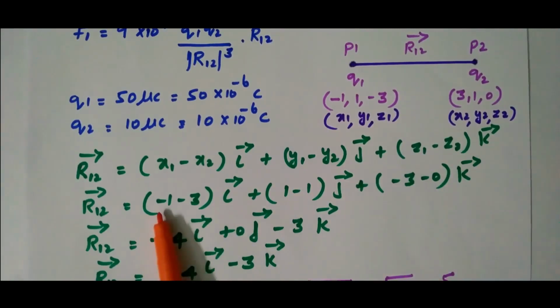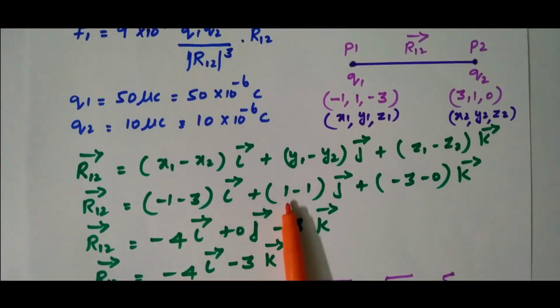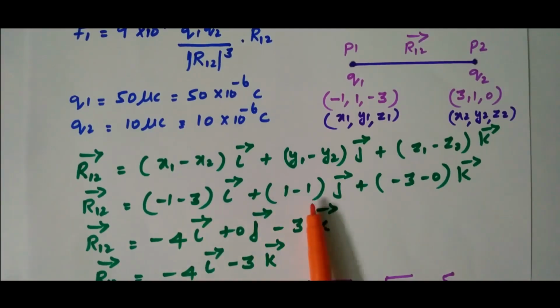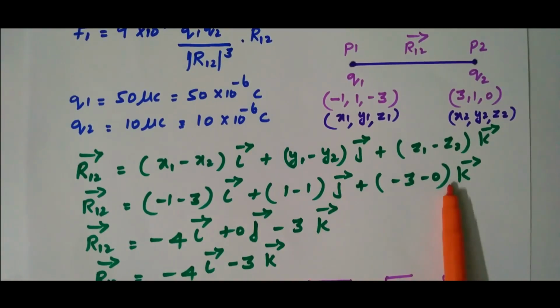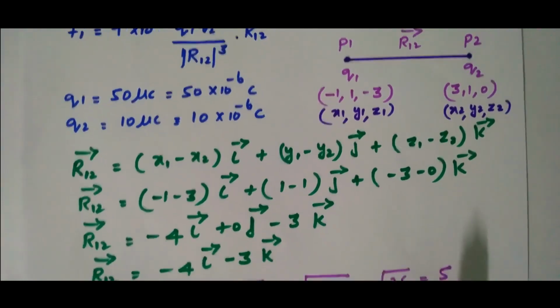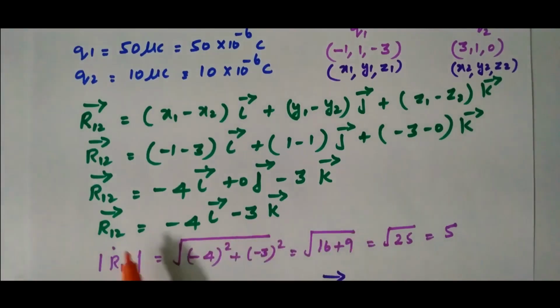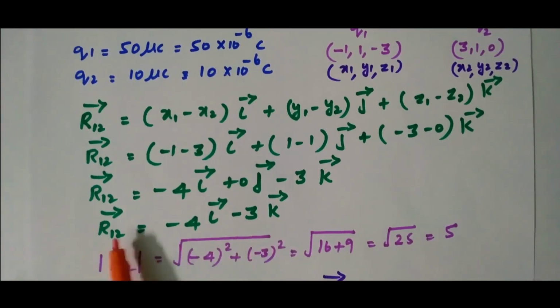Right, now we can substitute the values. x1 is minus 1, x2 is minus 3, y1 is 1, y2 is also 1, z1 is minus 3 and z2 is 0. So minus 1 minus 3 becomes minus 4i. 1 minus 1 is 0, so 0j, and minus 3k. Finally we have minus 4i vector minus 3k vector. Now we got the expression for the r12 vector, the distance vector.